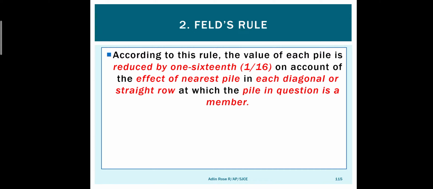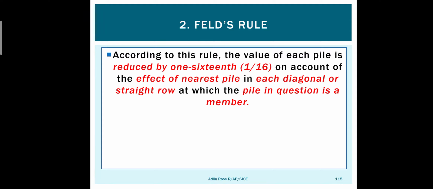Second method. As you know, the second method for finding the pile group capacity is Feld's rule. This is a very easy concept. Once you understand the concept, it is going to be easy. Now, mostly when you consider a pile cap, the pile cap has only three piles in it. Three piles connected.